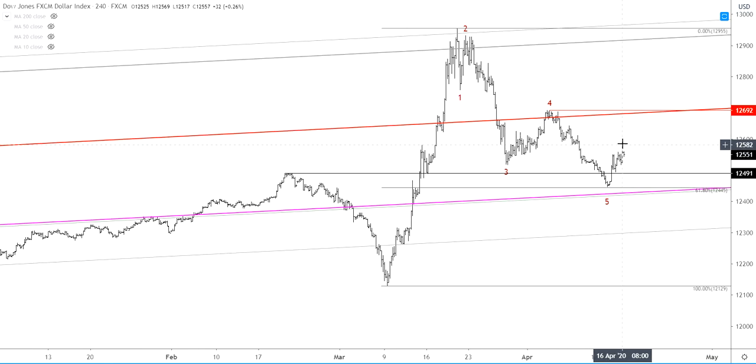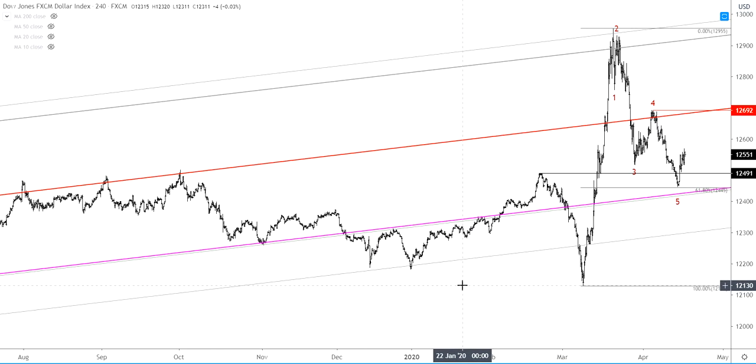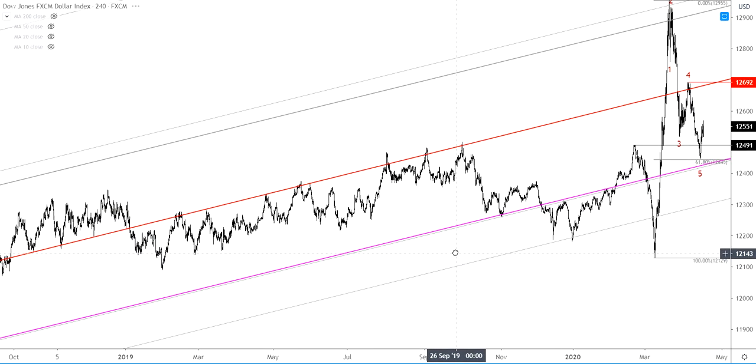All right. So that's it. Again, that's a quick kind of look at this index, how I use it, what I'm thinking in the near term, and also give you some of these longer term slope levels to look at.